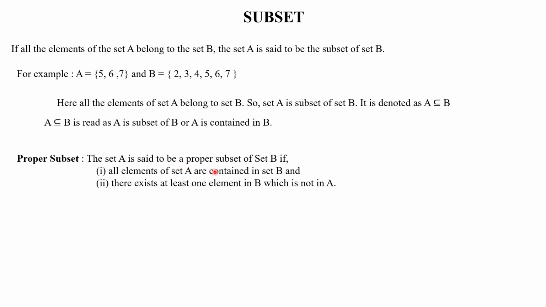The set A is said to be a proper subset of set B if all the elements of set A are contained in set B and there exists at least one element in B which is not in A. It means the previous example whatever I have given, this is a proper subset because 2, 3, 4 are the elements which are not present in A. And only for a proper subset, you have to put this symbol and it is read as proper subset. A set A is a proper subset of set B.